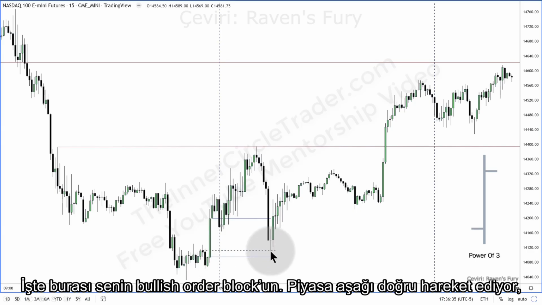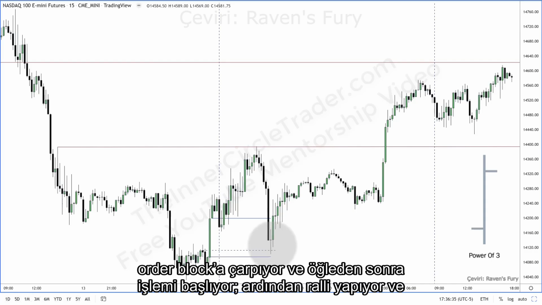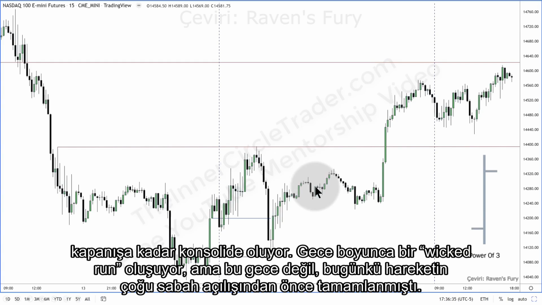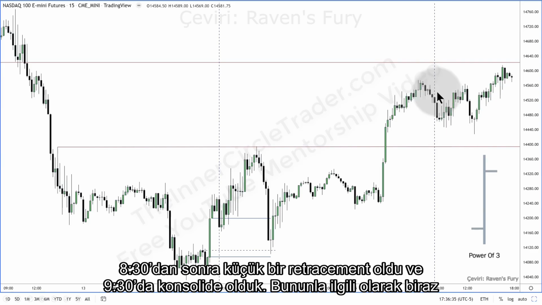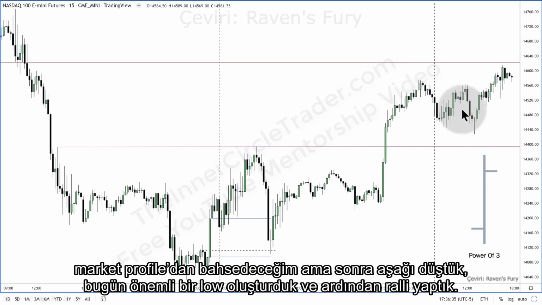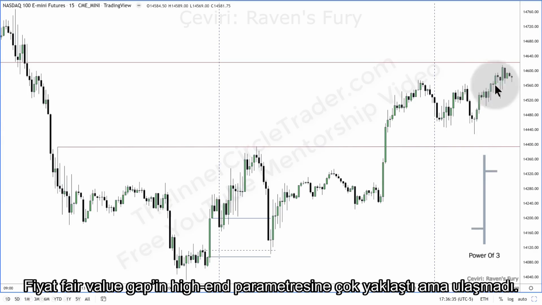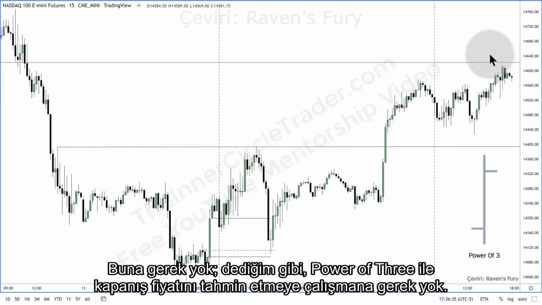The market trades down, hits the order block, and it's an afternoon trade, so it starts to rally and then consolidates into the close. Overnight, we create a wicked run last night. Most of all the move for today was done before we even got to the opening of the morning. Had a little bit of a retracement after 8:30, and at 9:30 we consolidated. I'll talk a little bit about that as a market profile in a moment, but then we dropped down, created an important low of the day, and then we rally. It got real close to the fair value gap's high-end parameter, but didn't get to it.